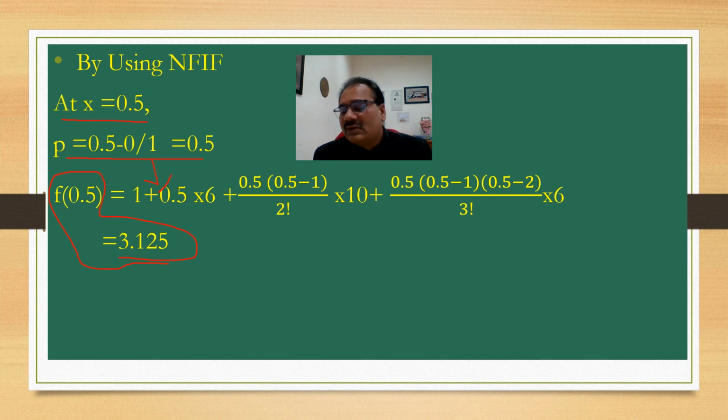So in this way, by using the Newton forward interpolation formula, you got the missing value in the data.